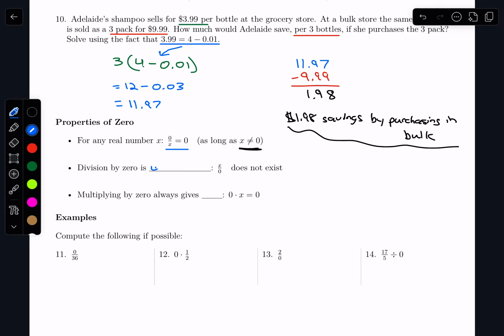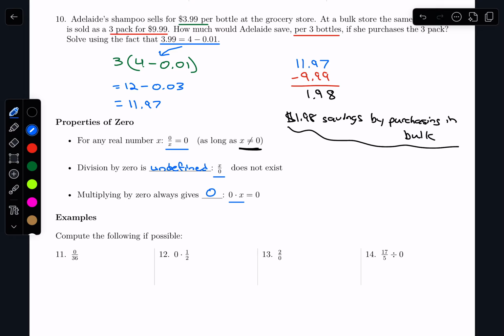Division by 0 is called undefined because we actually don't really have a way to explain what it is. It breaks our logic for division. So if you do x divided by 0 in any context, that answer does not exist. And if you try to do it on a calculator, it will tell you error. It is not defined, even for the calculator. All right, and then multiplication by 0 always gives us 0. So just like the first bullet point, no matter what we multiply by, if 0 is the thing that we're multiplying with, we're always going to get 0 at the end.